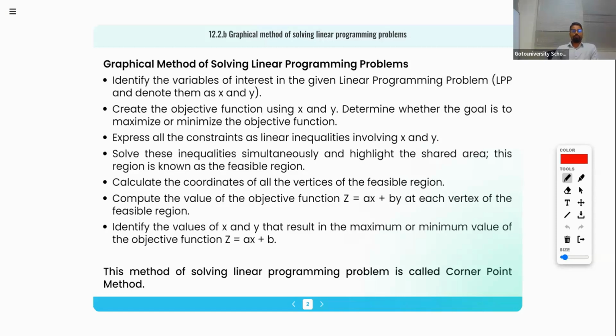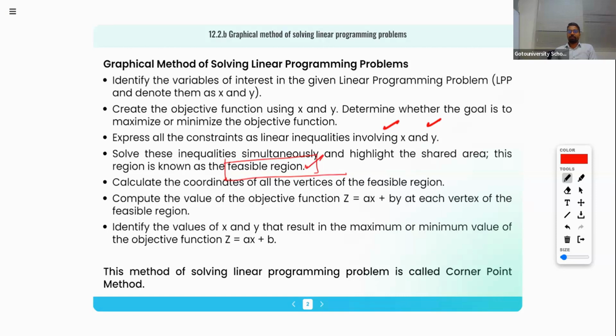Determine whether the goal is to maximize or minimize the objective function. Express all the constraints as linear inequalities, because we can only deal with linear equations or inequalities involving x and y only. Generally you keep it as x and y instead of x1, x2, x3. Solve these inequalities simultaneously and highlight the shaded area, and this region is known as the feasible region. If all the conditions are satisfied for a common region, that becomes a feasible region.